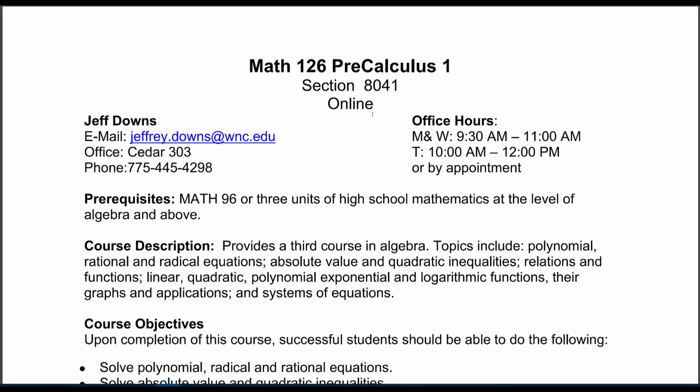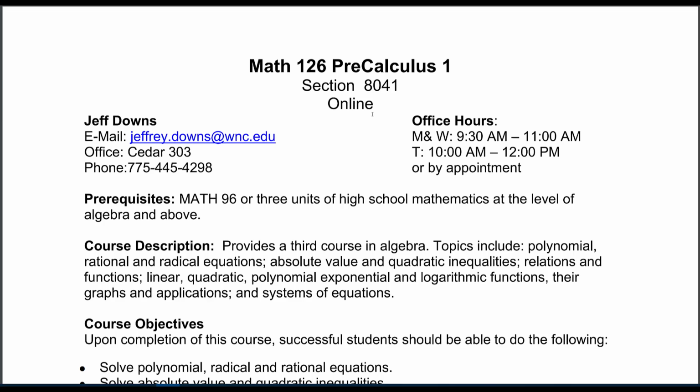So anyway, here I'm going to dive into it. I gave my little commentary. Diving in, Jeff Downs, email jeffrey.downs@wnc.edu. Office is Cedar 303. Phone number there 445-4298, area code 775. And office hours, I'll be in the office Mondays and Wednesdays 9:30 to 11, and then I'll do it online remotely. I'll have Zoom open for all of them, but Tuesdays will be remotely only.